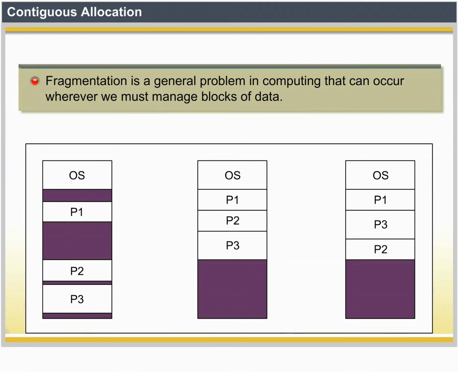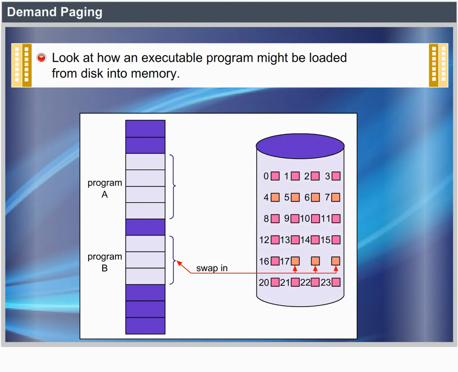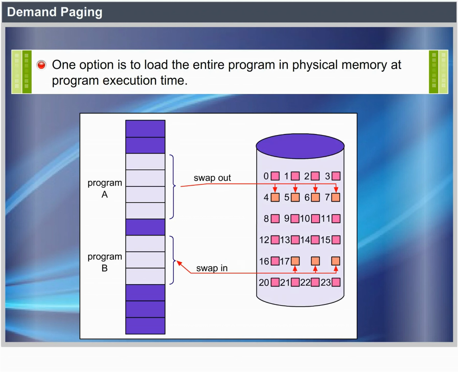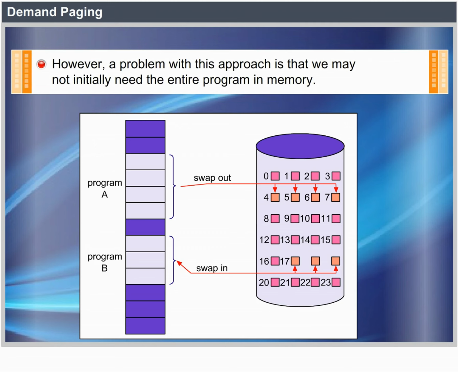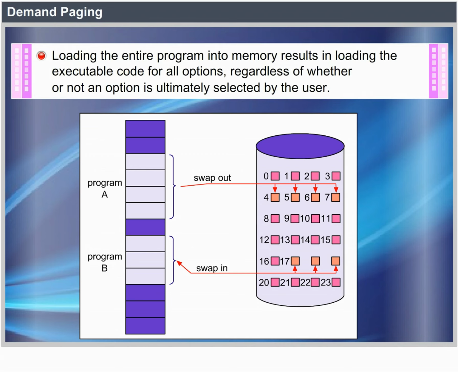Demand paging. Consider how an executable program might be loaded from disk into memory. One option is to load the entire program in physical memory at program execution time. However, a problem with this approach is that we may not initially need the entire program in memory. Suppose a program starts with a list of available options from which the user is to select. Loading the entire program into memory results in loading the executable code for all options, regardless of whether or not an option is ultimately selected by the user.